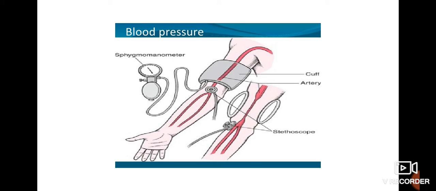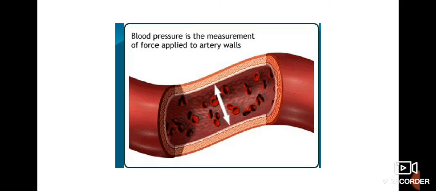Now, relating to blood, there is a pressure exerted by the blood onto the walls of the arteries. That particular pressure is known as blood pressure. And the instrument used to measure blood pressure is called a sphygmomanometer.